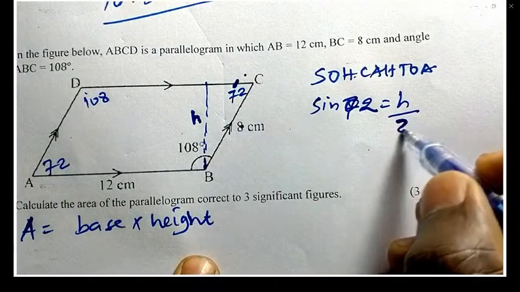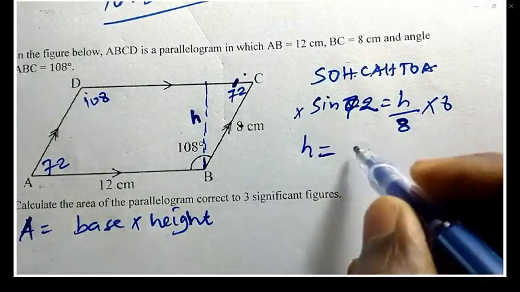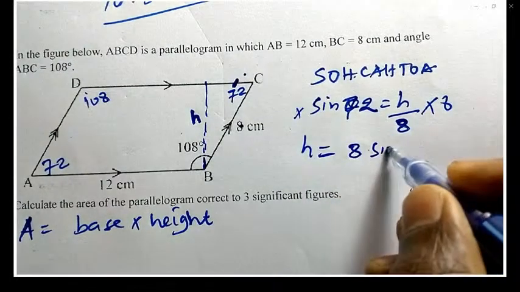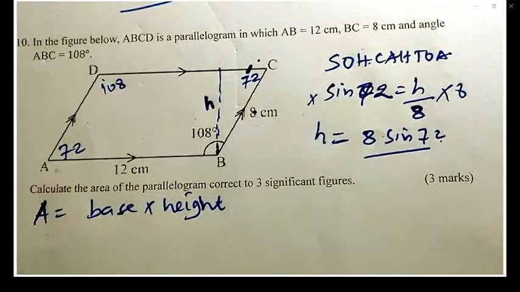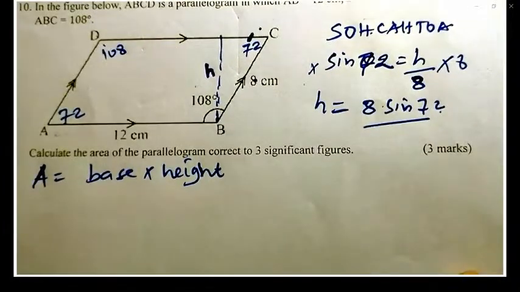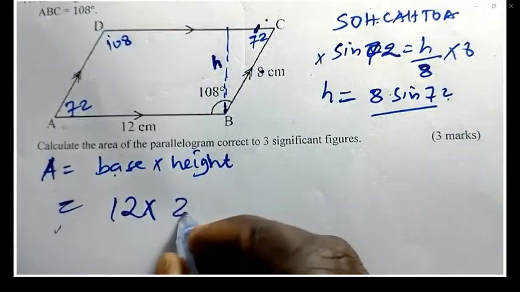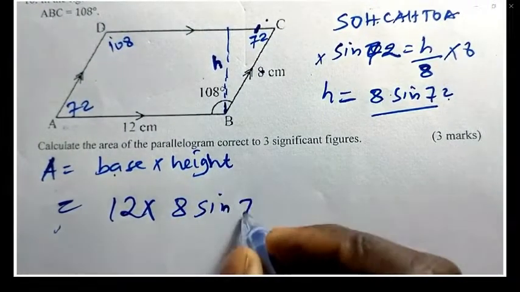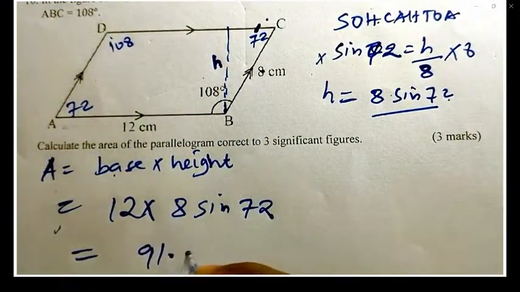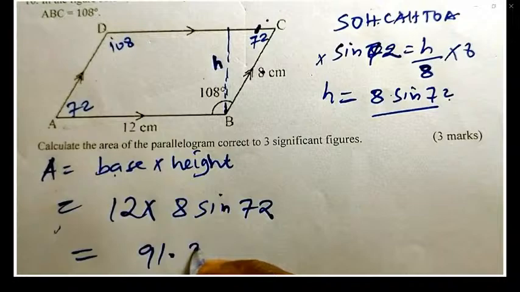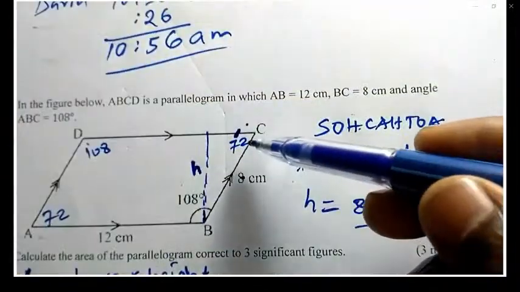So inamaanisha times 8 times 8. So h itakuwa nini? Itakuwa 8 sine 72. That one will give us the height. And that's what we need. So ukishafanya hivyo, tunaleta hapa, tunasema base ni 12 times height tushapata ni 8 sine 72. And this one will give us 91.3 centimeters square.